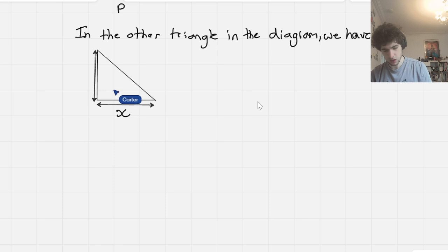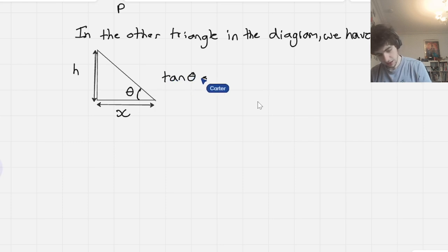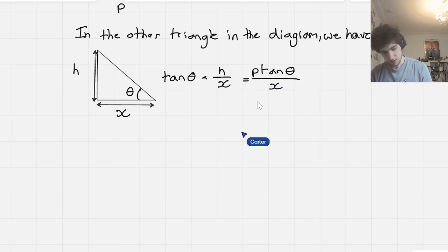And we know that this here is going to be h, and this is also still going to be theta. So what we observe is that, again, tan theta this time is equal to h over x. But h is just equal to p tan theta, right? So this is just equal to p tan theta over x, right? So this is obviously telling us, therefore, that p is equal to x.